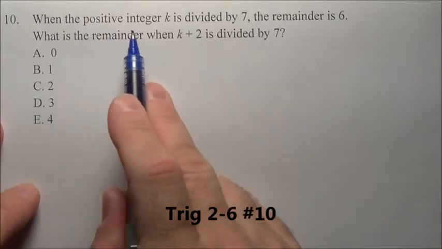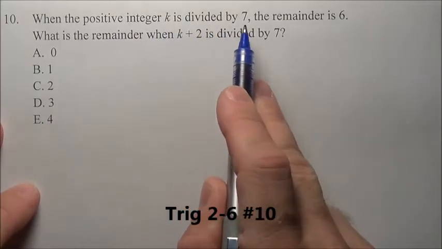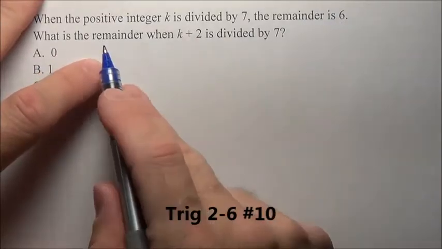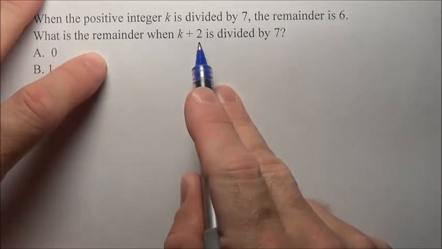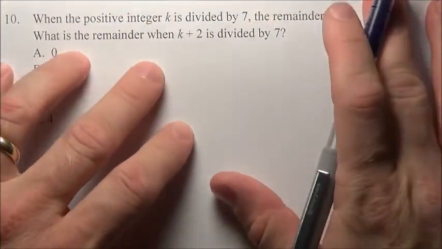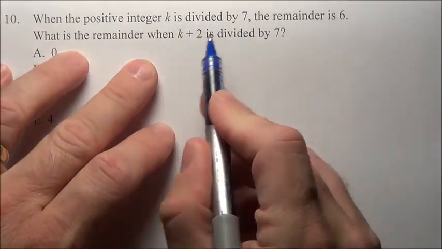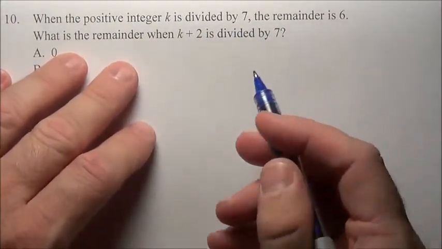Problem 10. When the positive integer k is divided by 7, the remainder is 6. So what's the remainder when k plus 2 is divided by 7? Let's look at it this way. If we're dividing by 7, that means we're putting things in groups of 7.